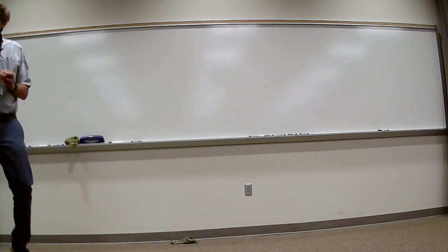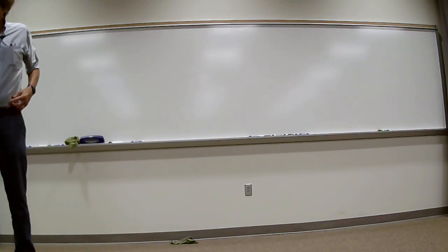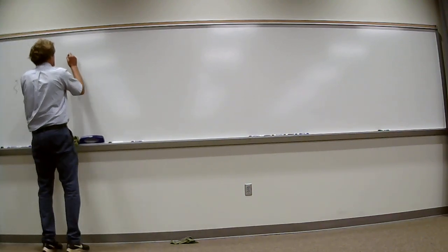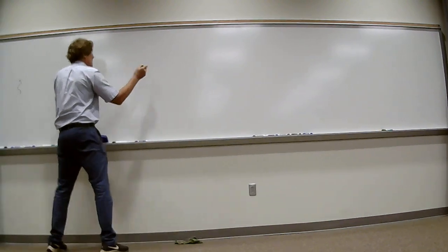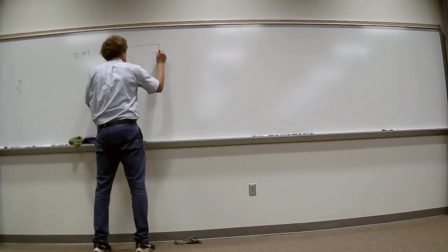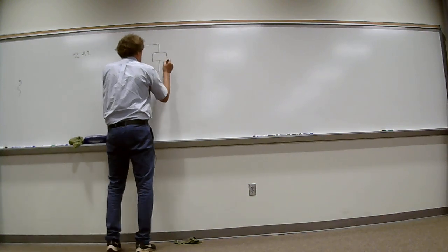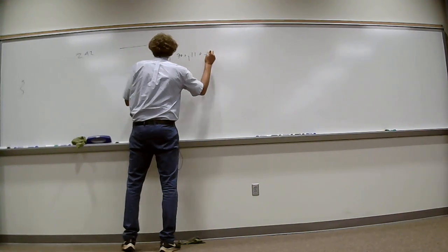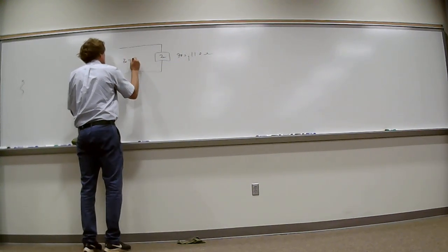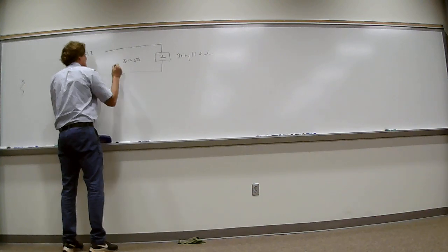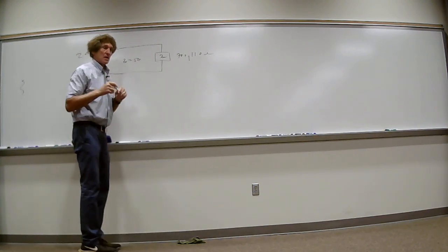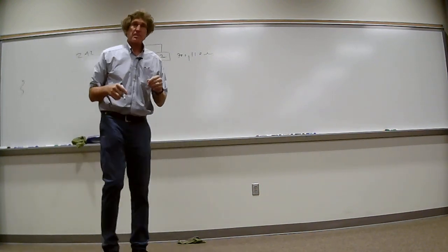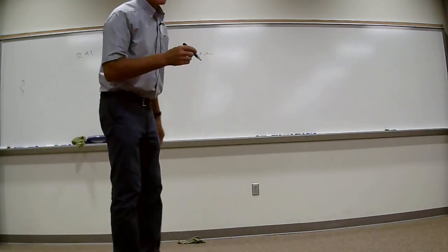I want to do at least one problem, maybe two. Do you have a problem you'd like me to do? Yes, sir, 2.42, please. Can you give me the specs? Z load is 70 plus j110 ohms, and Z0 is 50 ohms. They would like the distance from the load to the open-ended shunt stub.